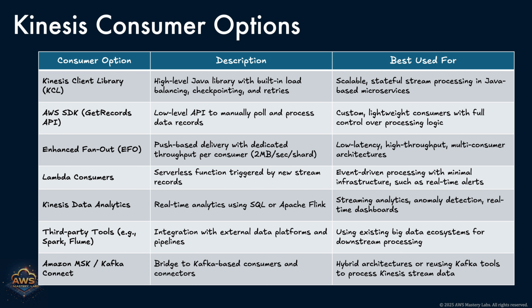For more advanced real-time analytics, Kinesis Data Analytics lets you process streaming data using either SQL or Apache Flink. You can run continuous queries, detect anomalies, or build near real-time dashboards without managing infrastructure. And finally, Data Firehose can act as a consumer by reading from your stream and delivering data to destinations like Amazon S3, Redshift, or OpenSearch. It's great for simplified ETL pipelines, where minimal code and hands-off delivery is the goal.